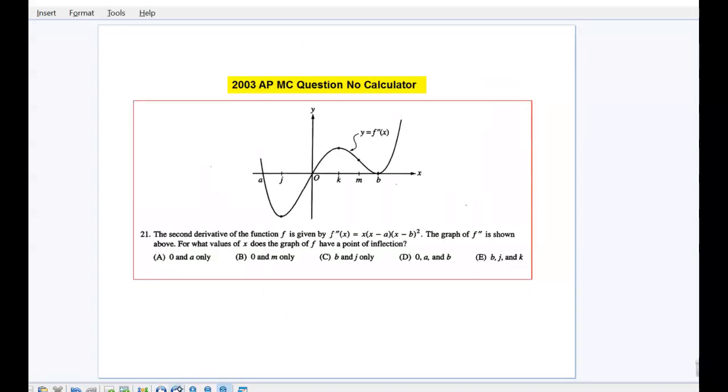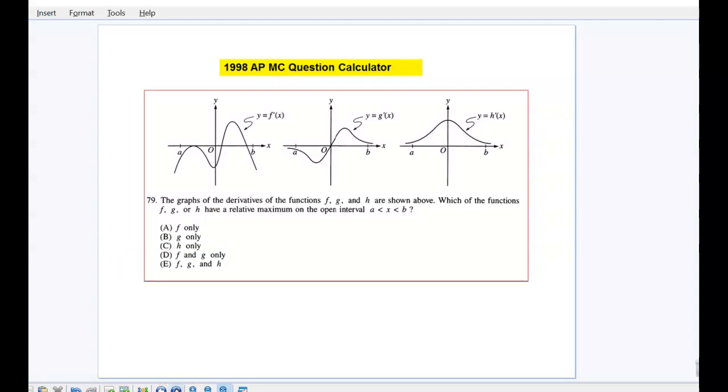Okay, taking a look at this question, another multiple choice. It says the second derivative of a function is given by the following equation. The graph of f double prime is shown. For what values of x does f have an inflection point? Again, this is the second derivative. Inflection points occur where the second derivative is 0 and there's a sign change. So I have 3 candidates. I have one here, here, and here. That's where the second derivative is 0. However, there's only a sign change at A and D, so my answer is going to be A.